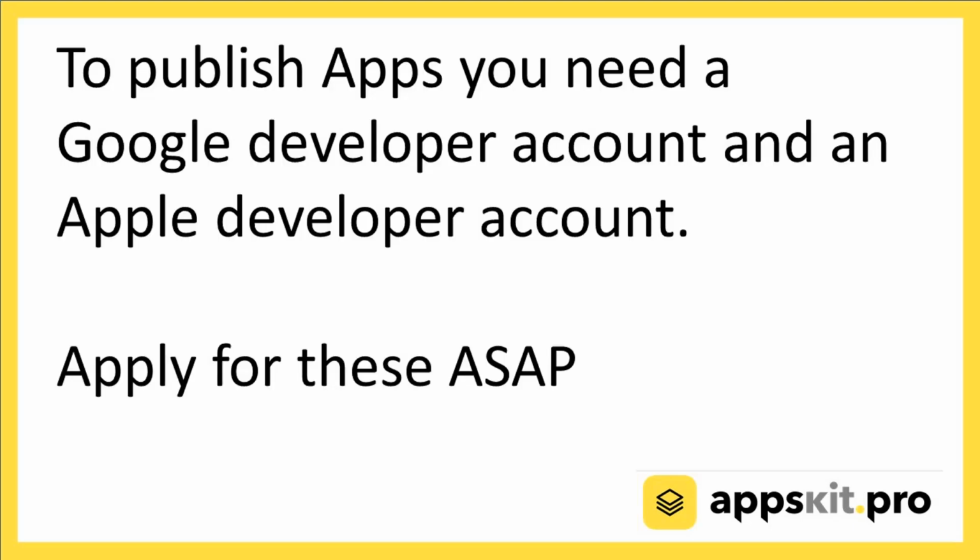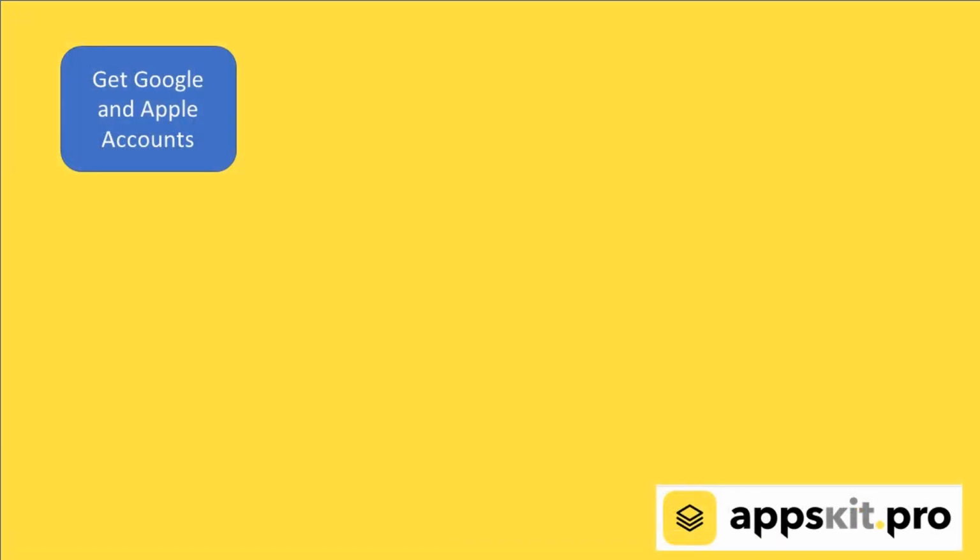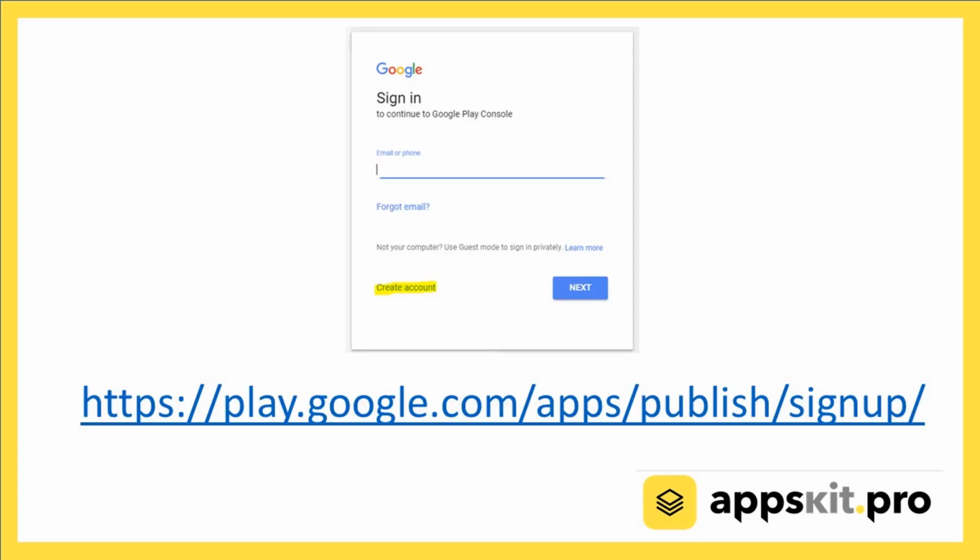So in this tutorial we're going to walk through the basic workflow that you need to follow to be able to build your apps. And of course, to publish your apps you're going to need a Google developer account and an Apple developer account, and we need to get these as soon as possible. So step one is get Google and Apple accounts.